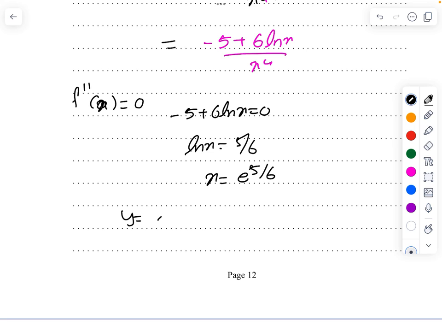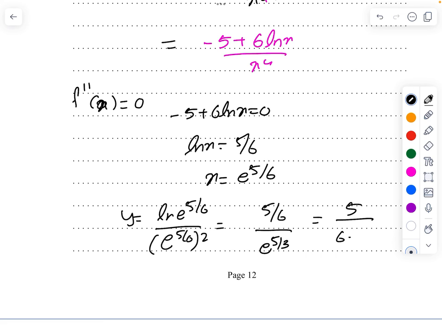So what is the y value? ln e^(5/6) divided by (e^(5/6)) whole squared, which is 5 upon 6 divided by e^(5/3), which is 5 upon 6 e^(5/3). So what is the point? e^(5/6), comma, 5 upon 6 e^(5/3).